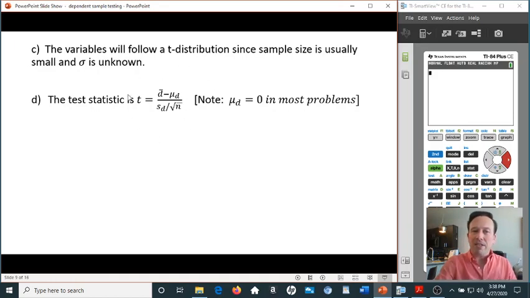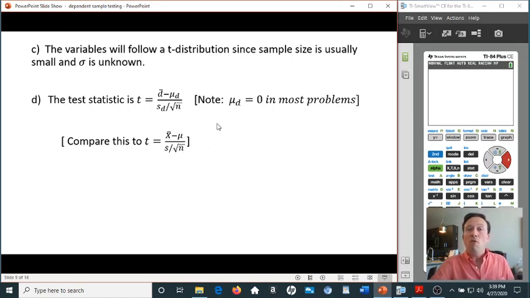Now let's compare this to our test statistic from last week. It's the same format, just different lettering. Instead of x bar, we have d bar. Instead of mu, we have mu d. All right, and then of course s is sd. So it's the same exact formula, but just rewritten for the variables that we have in this type of problem.